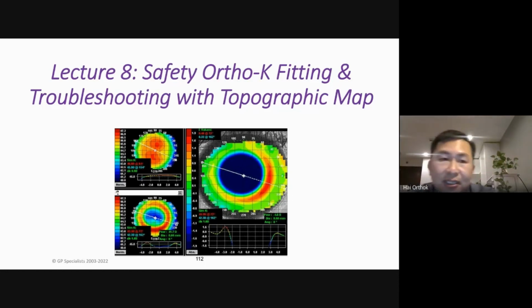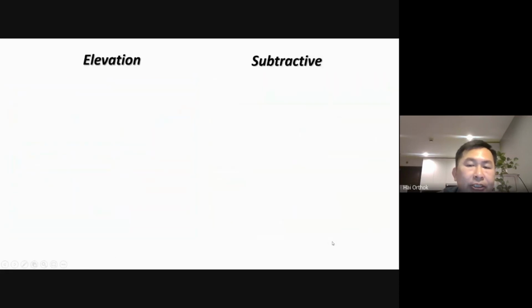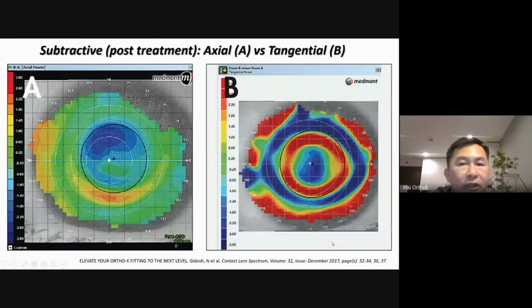Lecture 8 is the lecture with the topographer. I will show you how to fit and troubleshoot more effectively using the topographer map, when we use the Mesmon topographer. I will show you the axial map, tangential map, elevation map, and subtractive map. The subtractive map and axial map are the most friendly for ortho-K. Actually, the axial map is enough, but the tangential can tell you the centration of the lens on the eye better than the axial map.